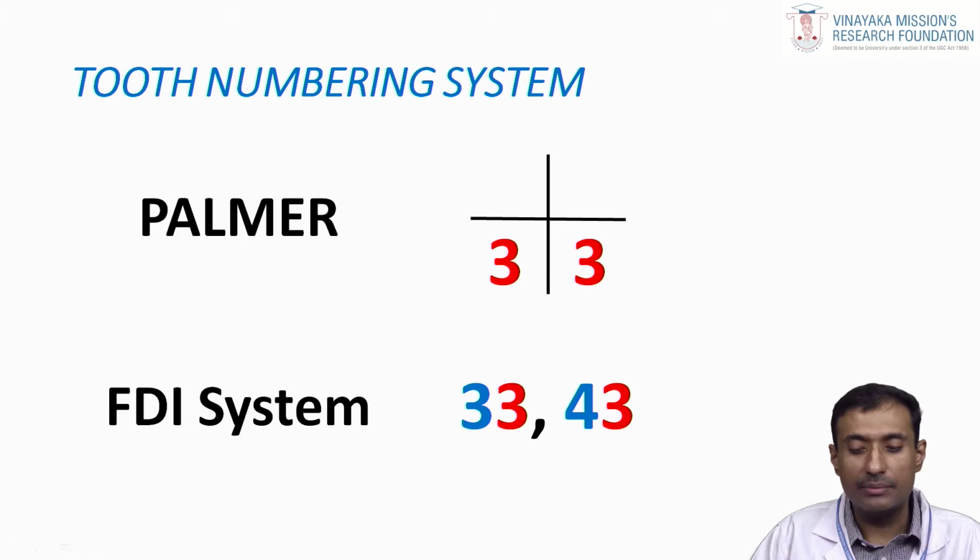And in the FDI system, the blue numbers, that is 3 and 4, indicate the quadrant, that is 3 for the left and 4 for the right. And the 3 in red indicates the mandibular canine. So it is written as 3-3 and 4-3 in the FDI system.